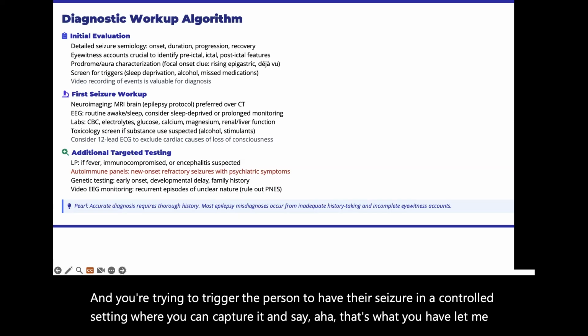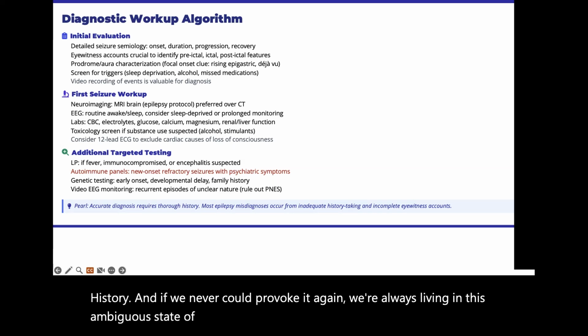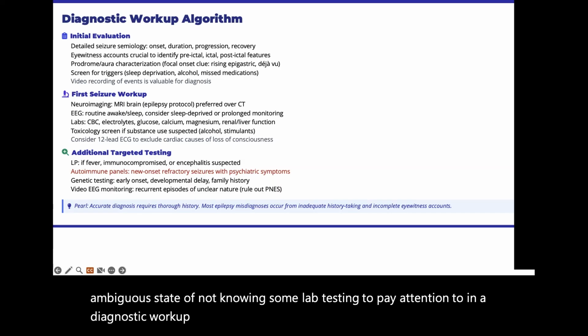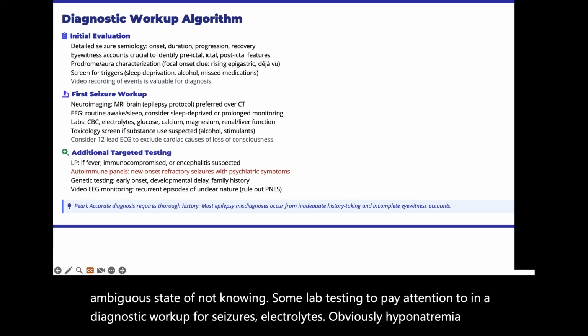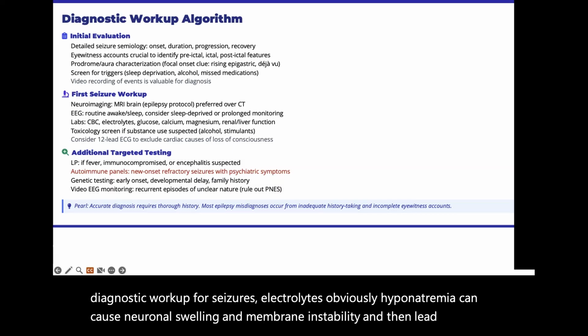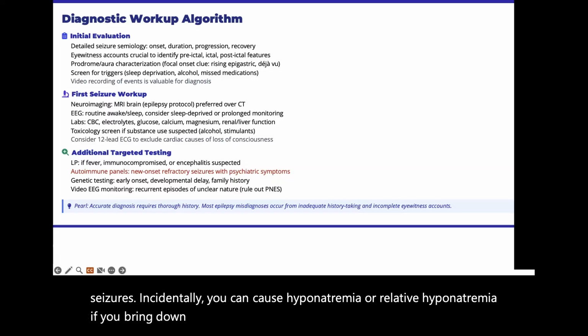Otherwise, we're all going on history, and if we never could provoke it again, we're always living in this ambiguous state of not knowing. Some lab testing to pay attention to in a diagnostic workup for seizures. Electrolytes, obviously. Hyponatremia can cause neuronal swelling and membrane instability and then lead to seizures. Incidentally, you can cause hyponatremia or relative hyponatremia if you bring down somebody's sodium too fast. So that's why it's important to note that.